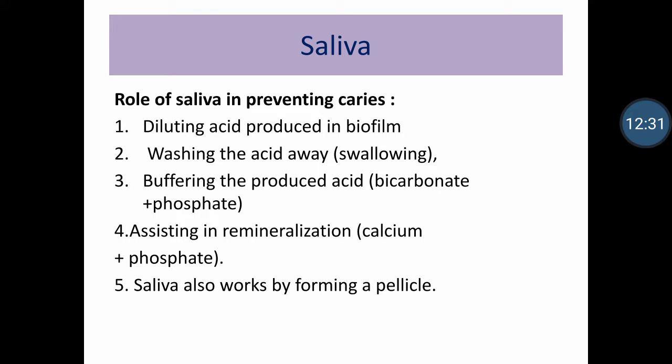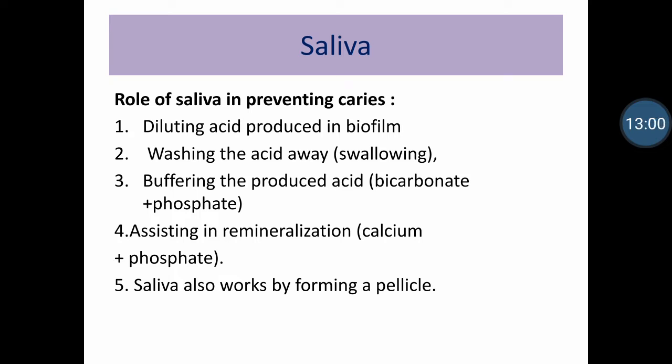We all know saliva plays a very important role. It has its own advantages in preventing caries because it dilutes the acid that is produced in the biofilm, the organic acid that has been liberated in the biofilm after metabolism of sucrose. This gets diluted because of the saliva. It also washes away the acid. It has the buffering capacity by forming bicarbonates.